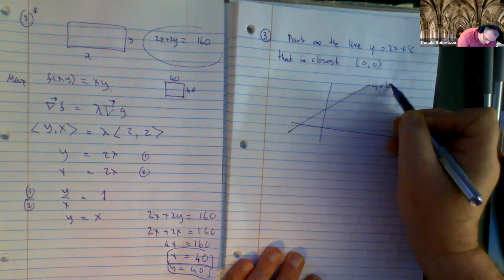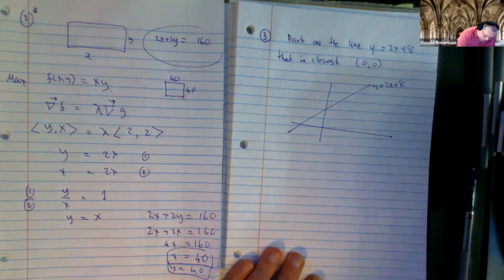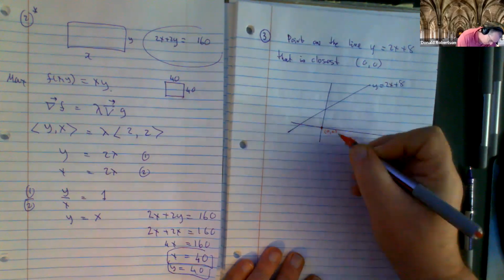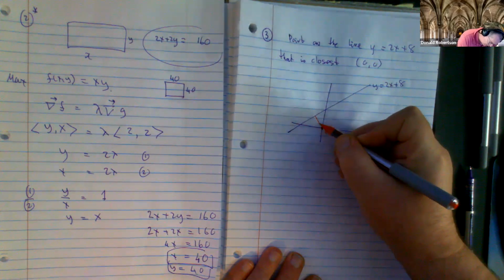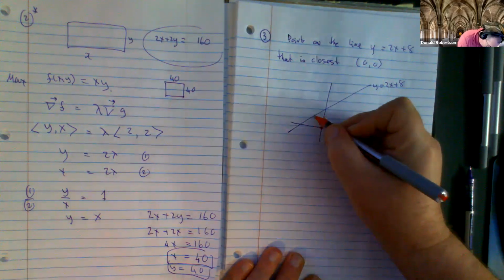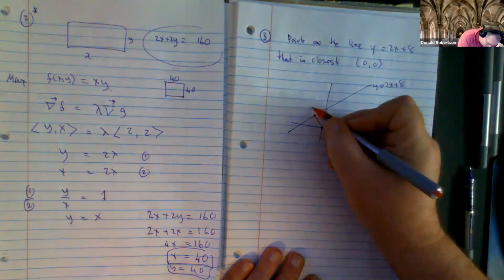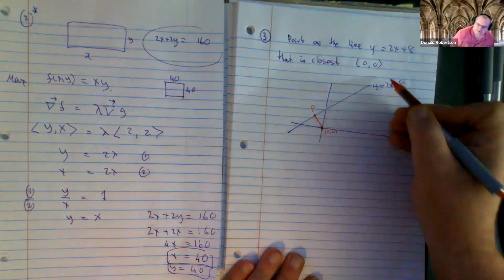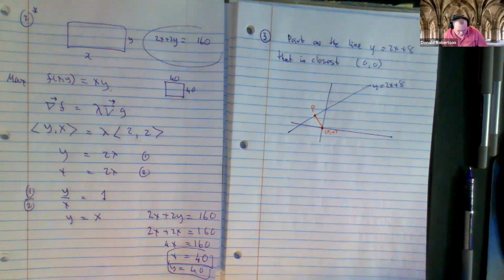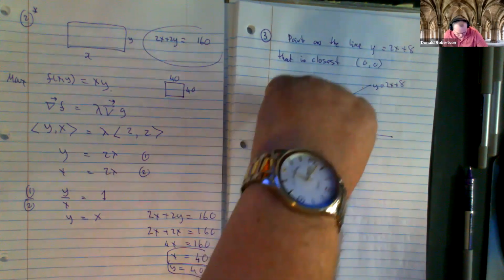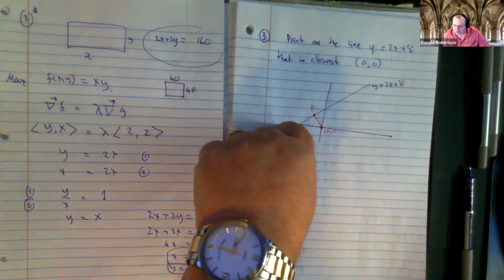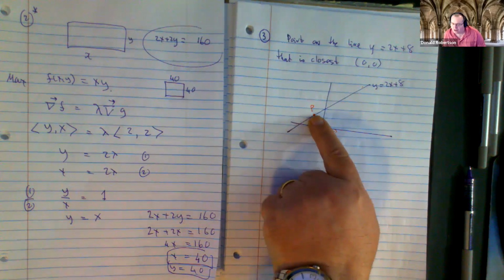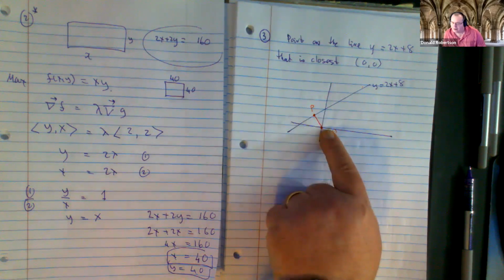Here is the line 2x plus 8. Here is the origin. We're trying to find the point on the line, I'll call it P, that's closest to the origin. Can you imagine it won't be this one, it's much longer, and it won't be this one, isn't that going to be much longer? But as you travel along this line, aren't you going to hit a sweet point there?